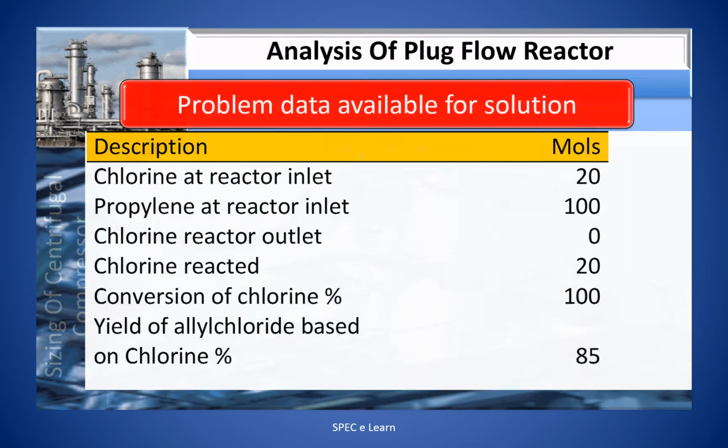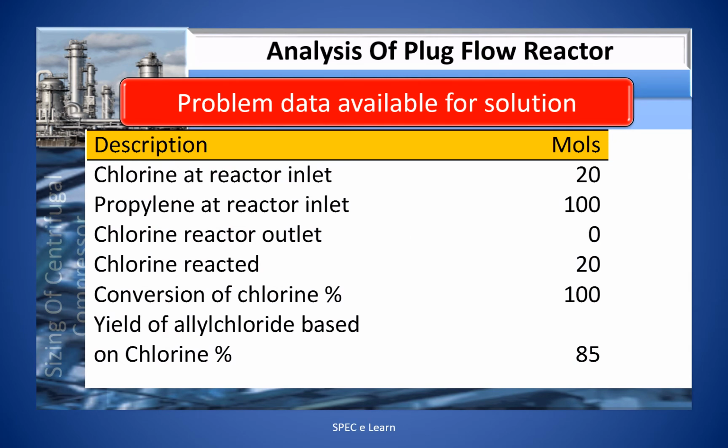Now the solution part. Problem data available for the solution are: chlorine at reactor inlet 20 kg moles, propylene at reactor inlet 100 kg moles. Given that chlorine conversion is 100%, the chlorine reactor outlet concentration is 0. So chlorine reacted is 20 moles. Yield of allyl chloride based on chlorine is 85%. That's the value given.